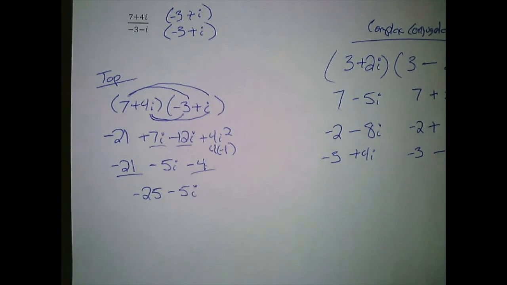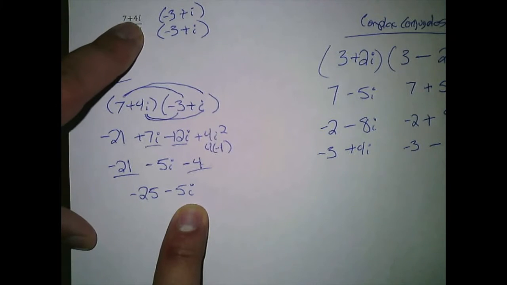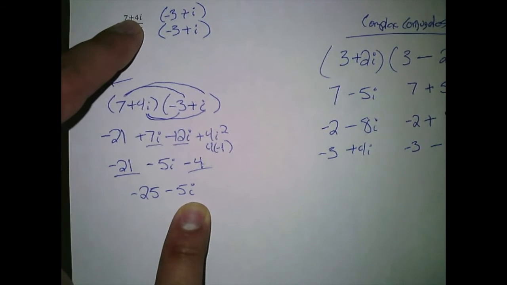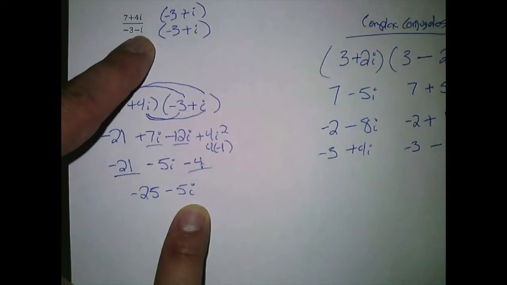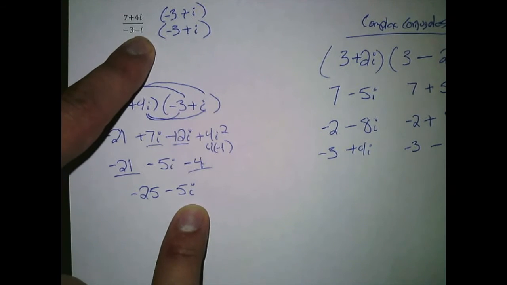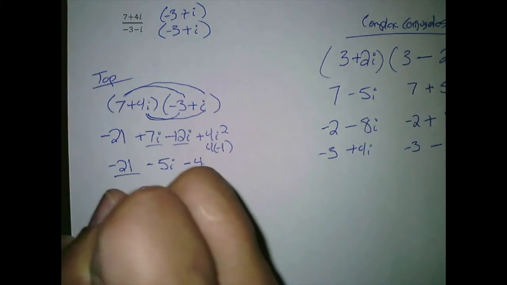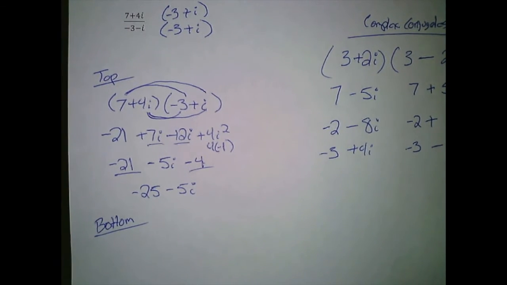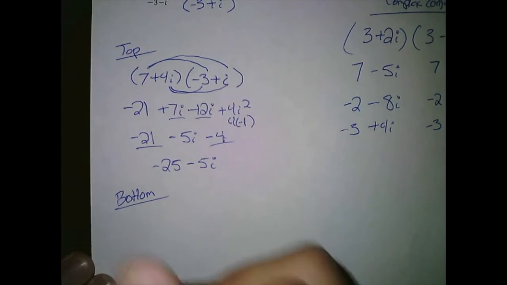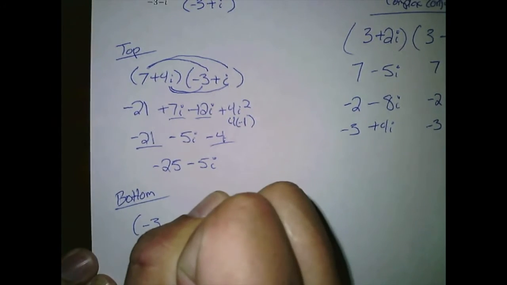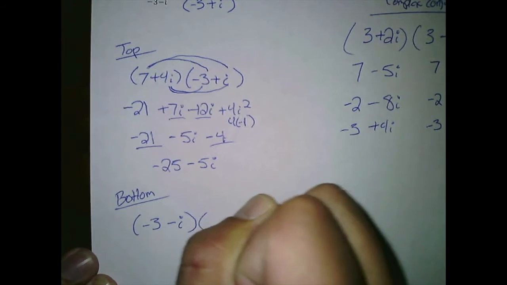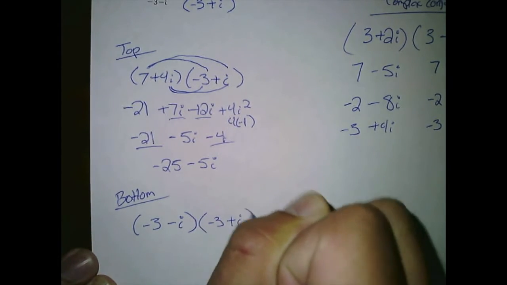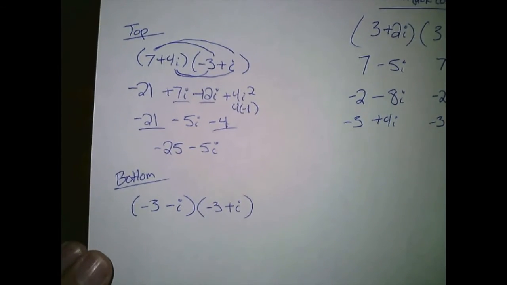So that was the top. I still have an i hanging around, but remember, we don't care about the top. The focus was entirely on trying to eliminate imaginary numbers on the bottom. So let's look at the multiplication that's going to happen on the bottom. We should have all of our i's go away. So what I had up there was -3 minus i times -3 plus i.